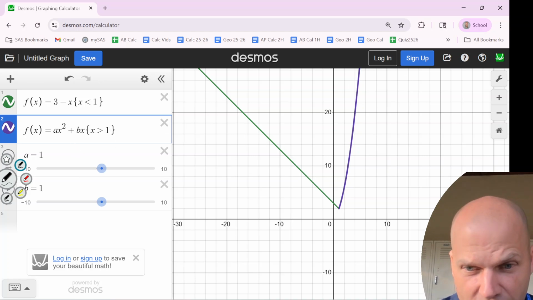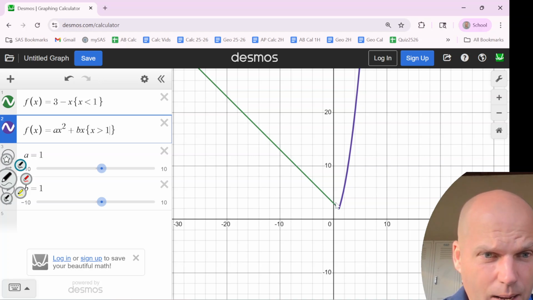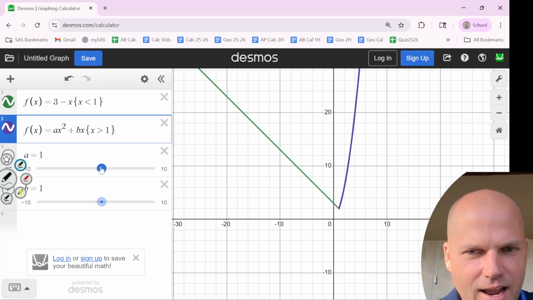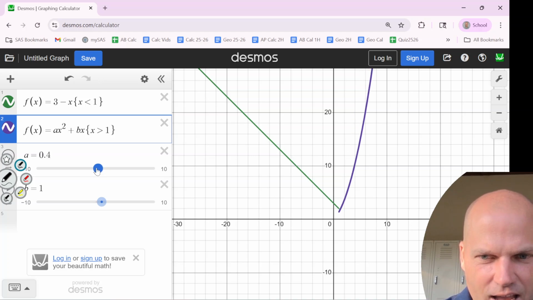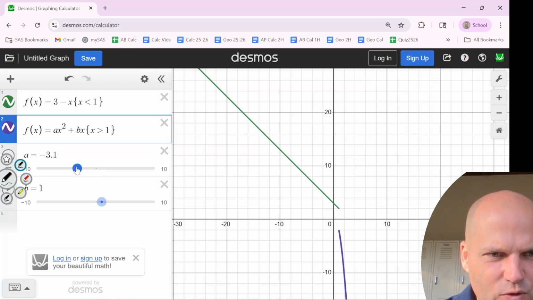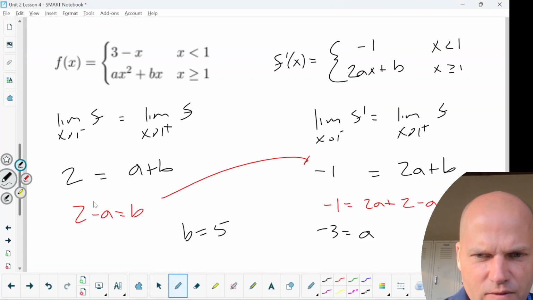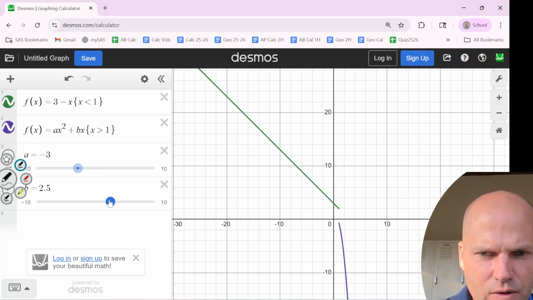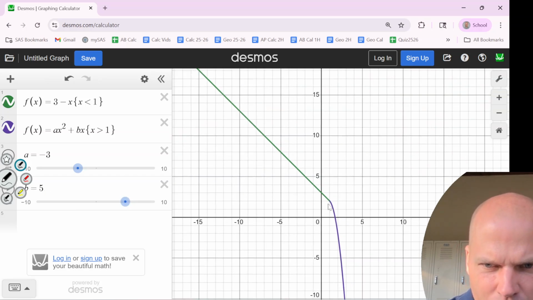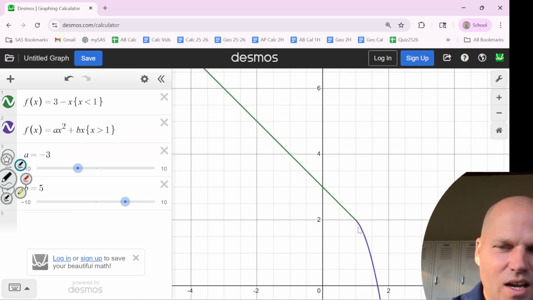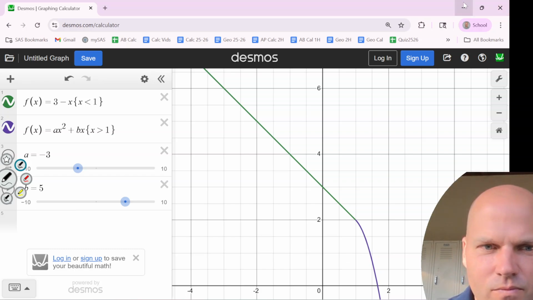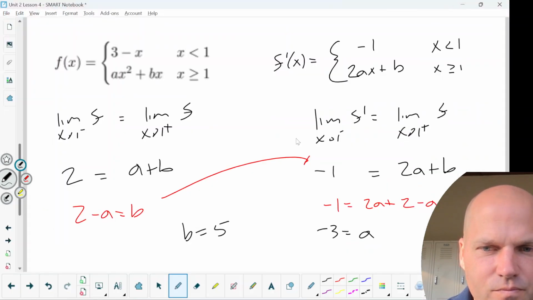Okay, cool. If a is 1 and b is 1, we meet up. But we've got to shift our a's and our b's so that we meet up nicely. If we shift a to -3, and if we shift b to 5, ba-bam. Not only do we meet up, but we create this smooth connection. And that's really cool. Thank you, Desmos.